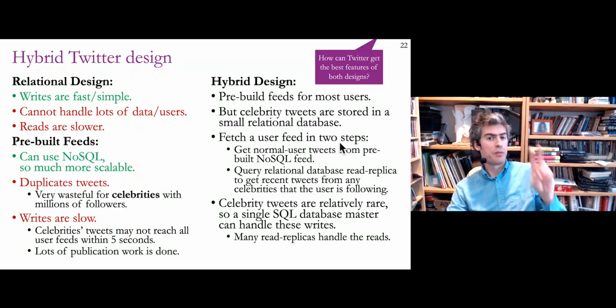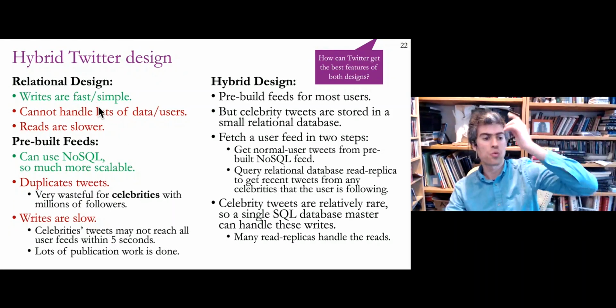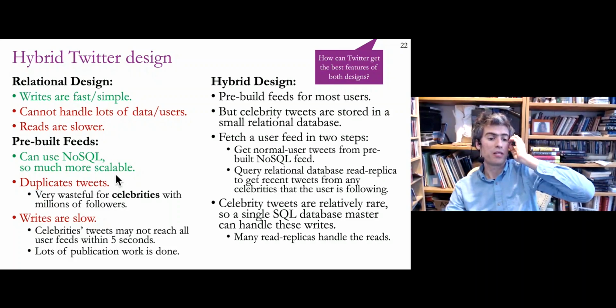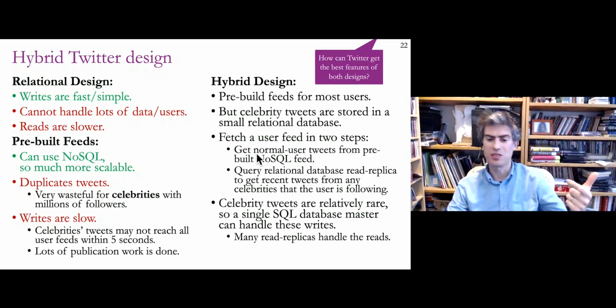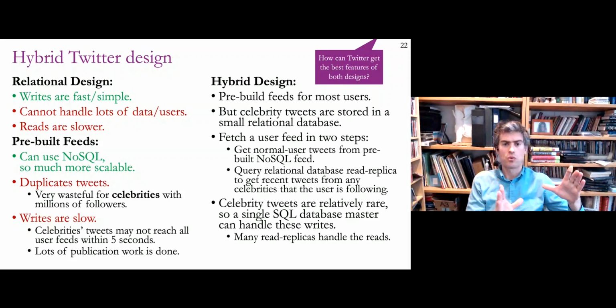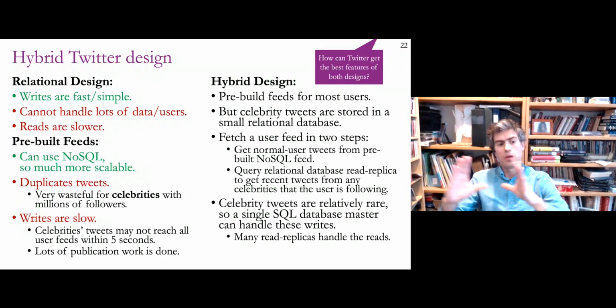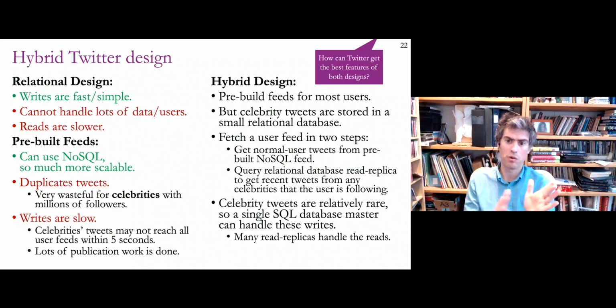But for a celebrity, we treat them differently. For celebrities, we actually go back and use the relational design, because the relational design makes writes efficient, and it also eliminates duplication. So if a celebrity tweets, we store their tweet in a relational database. So we now have two parallel systems. We have the relational database for storing tweets from celebrities. We have the NoSQL database for storing pre-built feeds from everyone else who has, let's say, less than 100,000 followers or less than 1,000 followers. I don't know. You could choose your break-off point wherever you want, experimentally maybe.